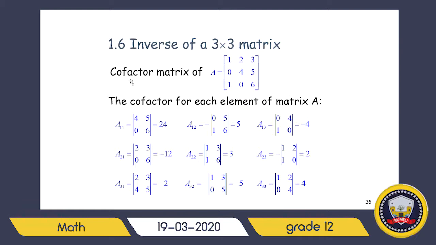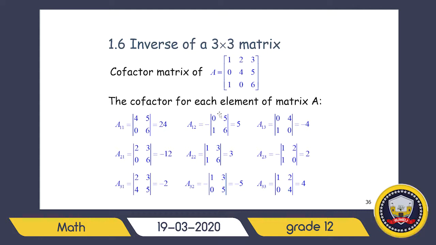We have to find the cofactor matrix of A. How? By definition, we can define the cofactor for each element of matrix A as the subdeterminant of this element. For example, let's take this 1. The determinant for this one is 4, 5, 0, 6. For A12, it's negative 0, 5, 1, 6. For A13, we have the subdeterminant, and so on. We find all these determinants.